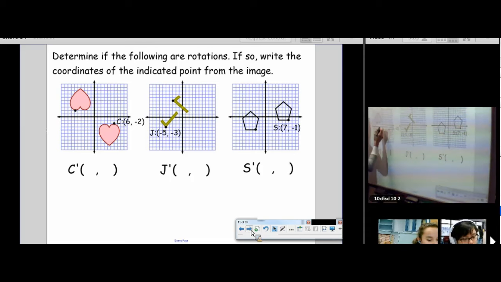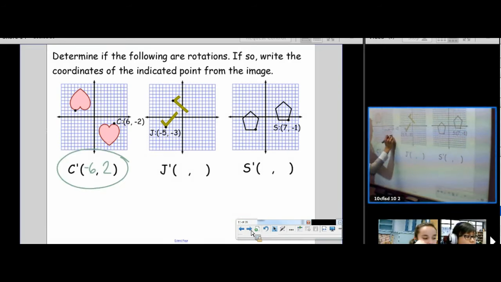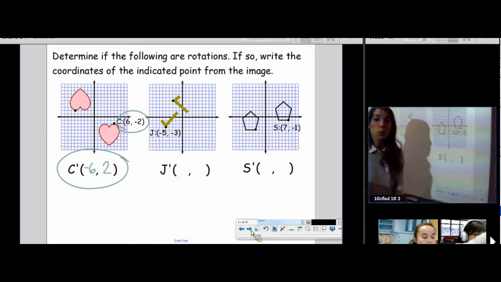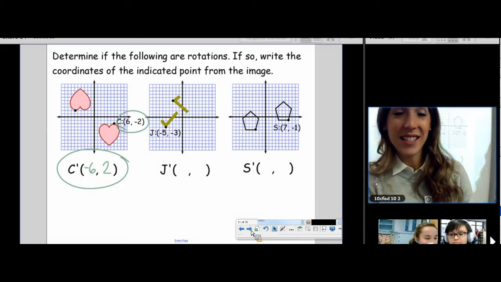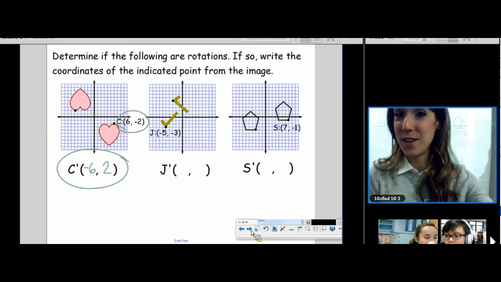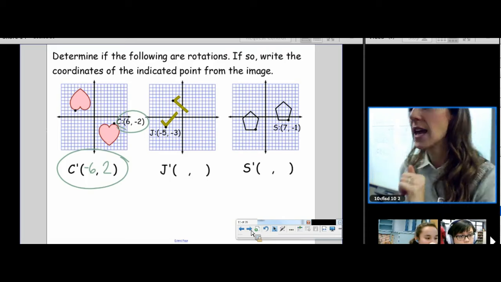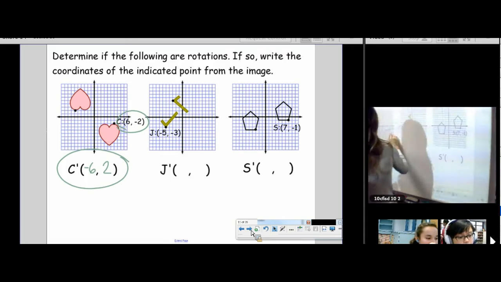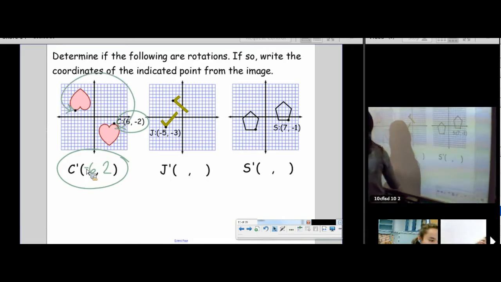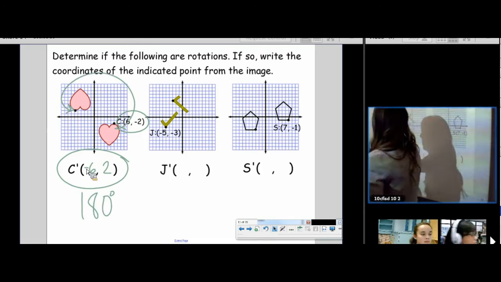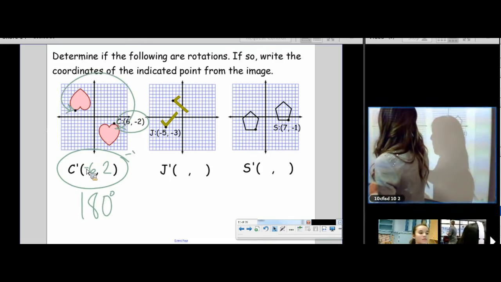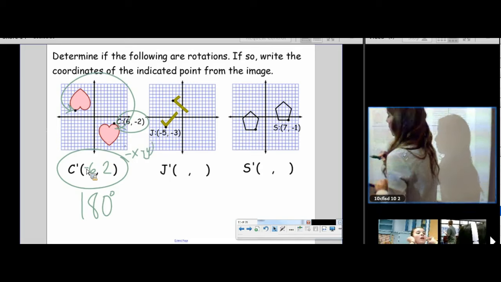Let's see, the coordinates of this point are 1, 2, 3, 4, 5, 6, 1. So (-6, 2). So you can use the coordinates to determine if it really was a rotation or not, because it could look like a rotation, but it could have been translated a little bit on accident. Very good. It is a rotation, and it's a 180-degree rotation. Notice this is the rule for 180, and it obeyed the rule.